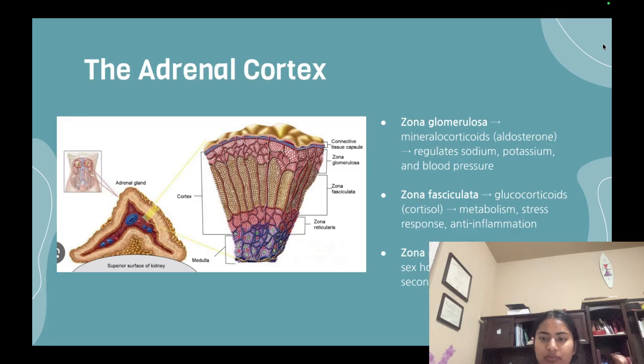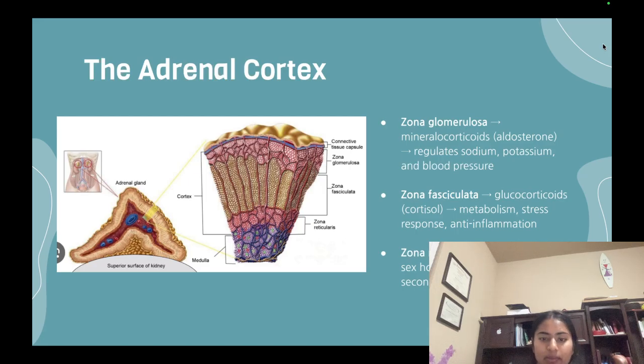The middle layer is the zona fasciculata, and this is the thickest layer of the cortex. It primarily produces glucocorticoids, and the main one is cortisol. Cortisol is critical for the body's stress response. It also helps regulate metabolism by increasing glucose production through gluconeogenesis. It also helps with protein and fat breakdown for energy, and it has anti-inflammatory and immunosuppressive effects. This is important for preventing overreaction in the immune system.